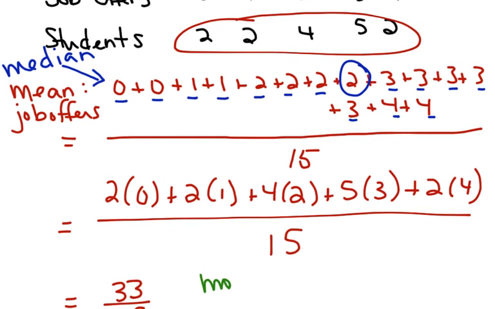The mode is the most frequently occurring value. So of all those values up there, the one that occurs most often is 3, because 3 occurs 5 times. 2 only occurs 4 times.